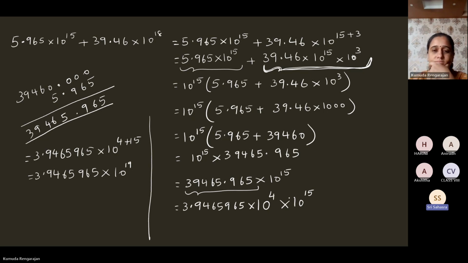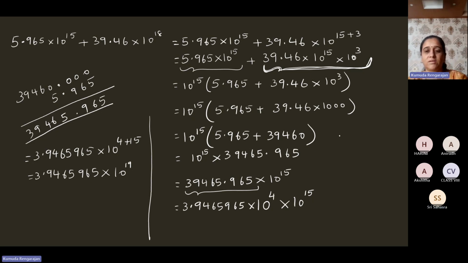Ma'am, in the fourth step, I have written 10 to the power 15, 5.965 plus 39.46 into 1 by 10 to the power 3. The power is positive, no? So 10 to the power 3 is 1000 directly. When the power is negative, if it was 10 to the power minus 3, then it will be 1 by 10 cubed, and then it will be 1 by 1000. But here the power is positive.